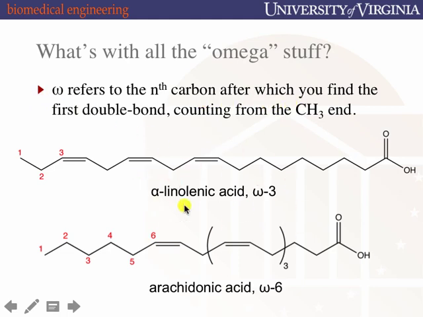All right, so this is a fish oil. It's an omega-3 fatty acid. And the reason it's omega-3 is that 1, 2, 3, that third carbon is where the first double bond occurs. This is an omega-6 fatty acid, and so, as the name implies, right here on the sixth carbon is where you find that first double bond. Okay? That's what the omega designation stands for.